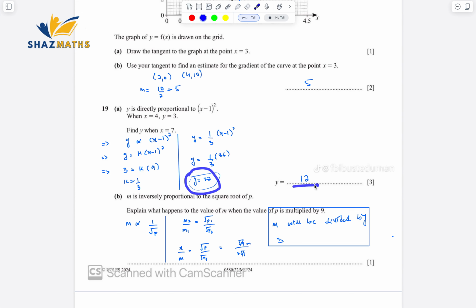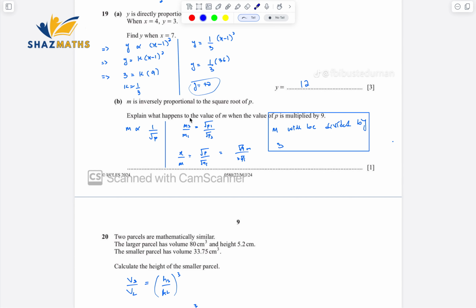Alrighty. m is inversely proportional to the square root of p. So m is inversely proportional to the square root of p. Explain what happens to the value of m when the value of p is multiplied by 9. It's 1 mark though, but just to be on the safe side, I'm going to do some working. So when the value of p is multiplied by 9. Okay, so let's call that m2 over m1. We have to find m2.